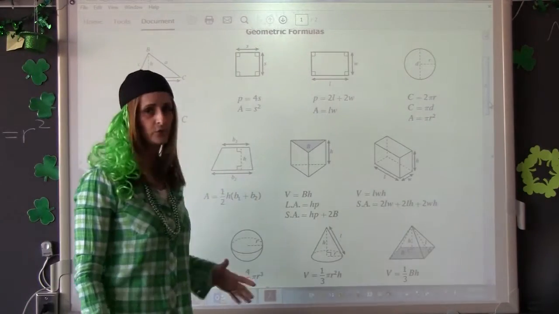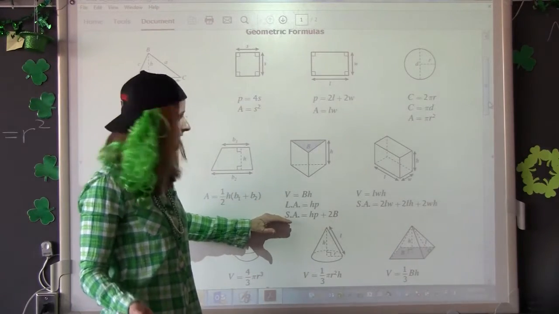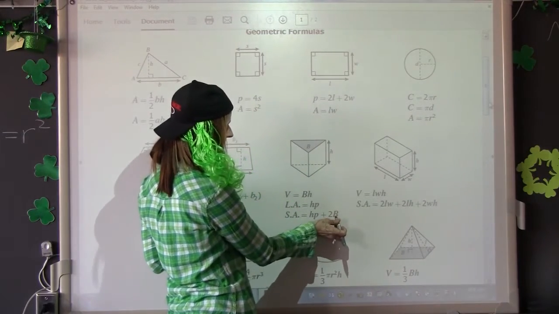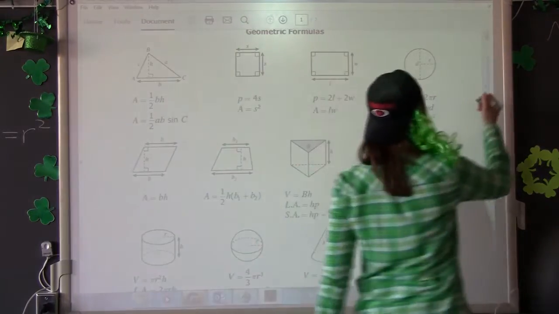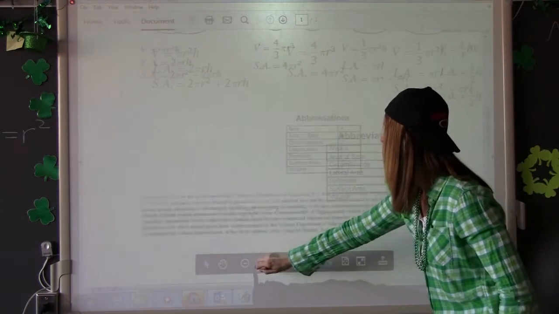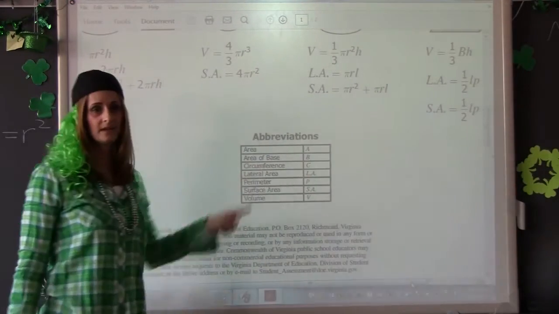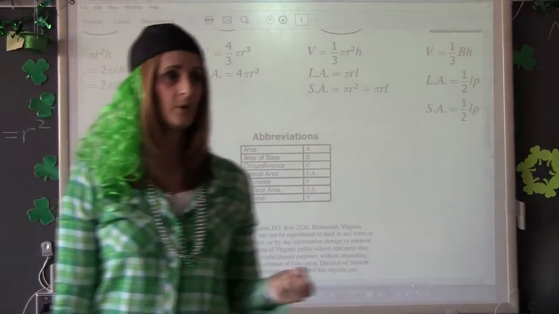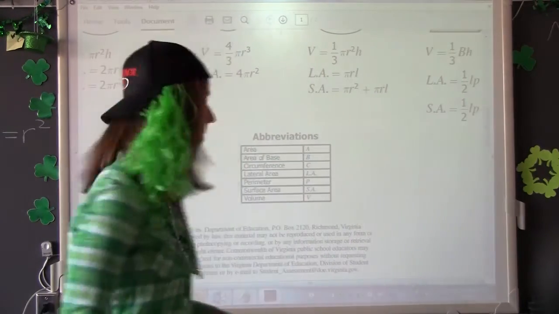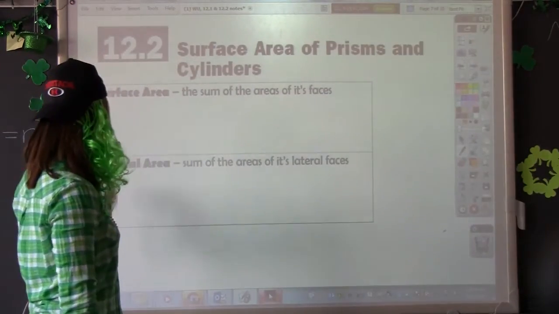These formulas go through, and the only difference between the lateral area and the surface area formulas is that we're not including the bases. Whenever you see this capital B, if you go to the bottom of your sheet under abbreviations, can I make this bigger? Yes. See, capital B is area of the base. That is muy importante para ustedes. Okay, area of the base is big B.